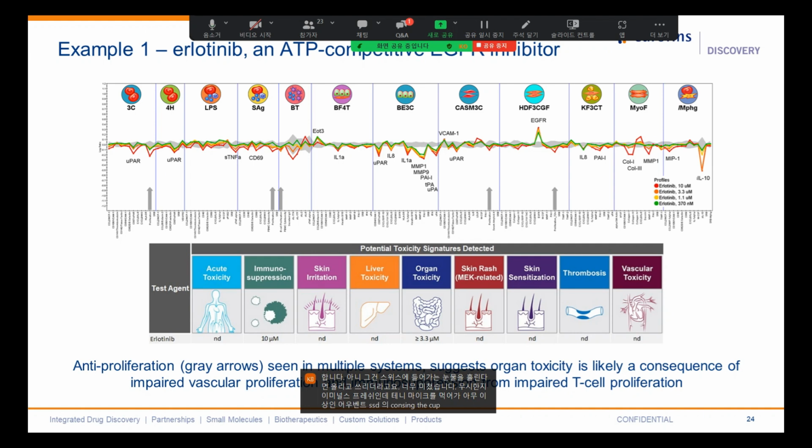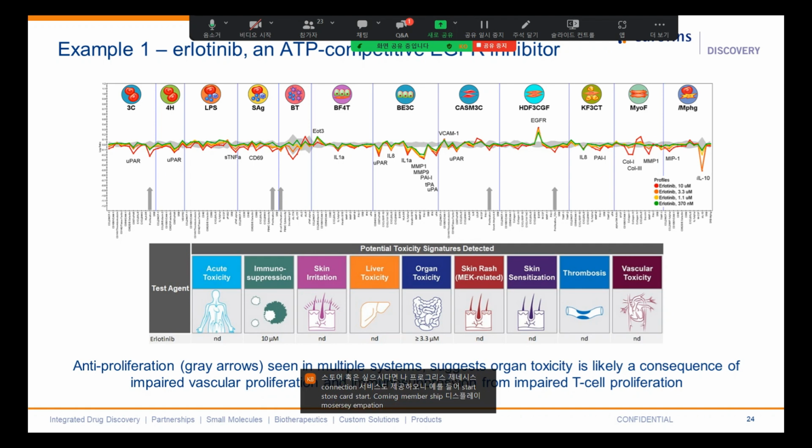Now, the anti-proliferation that you see in the 5 different systems there in the grey arrows, that probably suggests that organ toxicity may well be a consequence of impaired vascular proliferation. In fact, 2 or 3 of those different systems there model aspects of the vascular biology. So this is probably why organ toxicity is predicted. We also see impaired T-cell function.